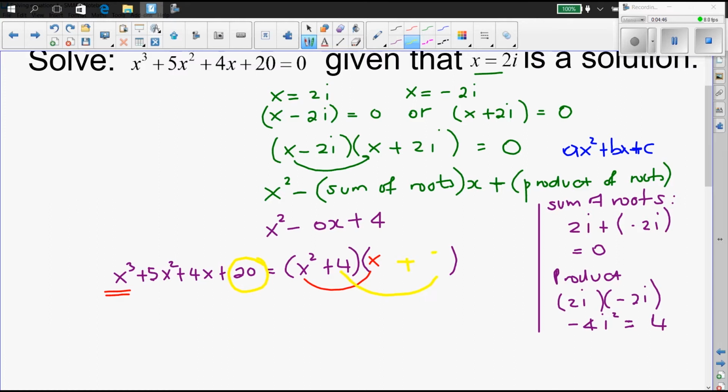4 times 5. So my second factor will be linear if my first factor is quadratic. Sorry, if my first factor was quadratic, then my second factor would be linear. Right, so now I'm ready to solve for x. So what we're going to do is go 0 equals x squared plus 4 times x plus 5.